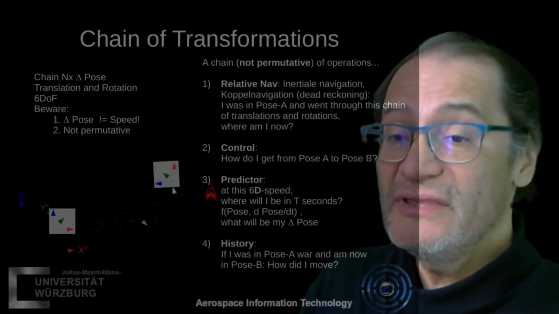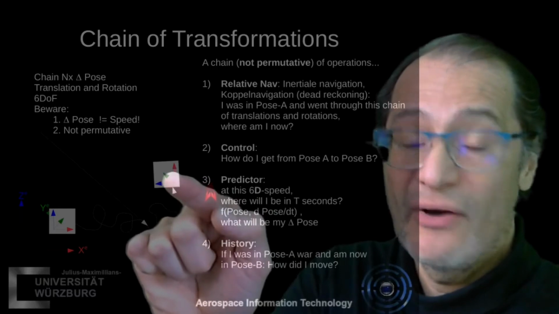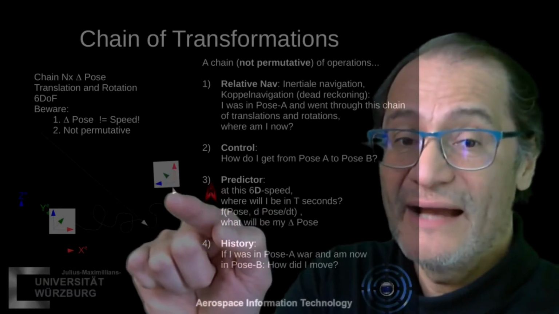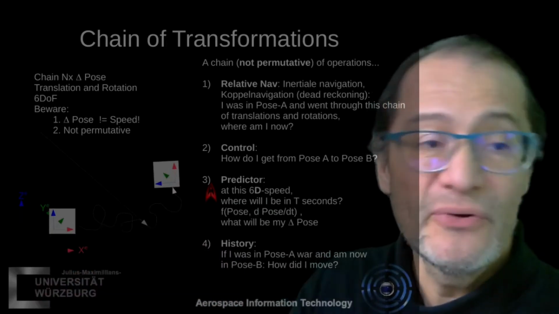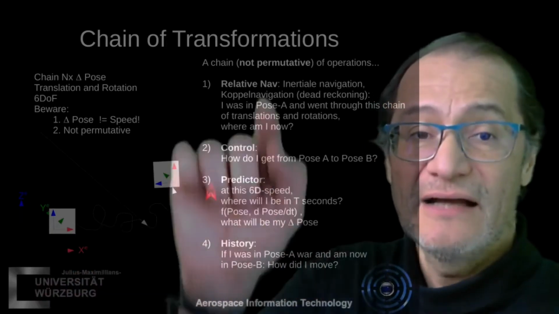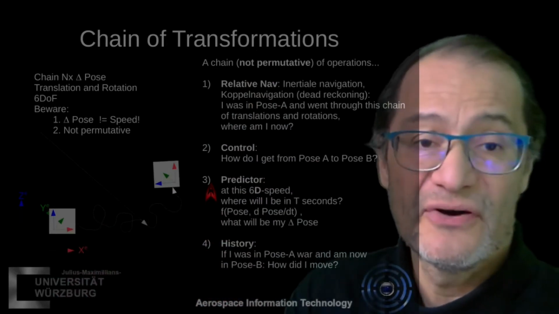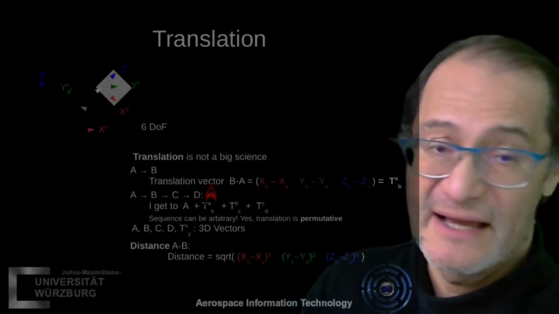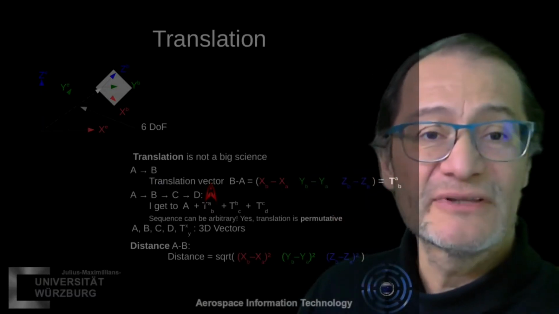And the last point is history. If I was here, or I am here now, and I know which movements I was doing, then I would like to know where I was at the beginning. And these are the 4 reasons why we shall process this chain of transformations. I would like to remind you about translations.